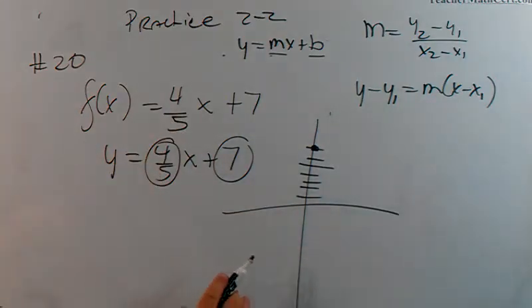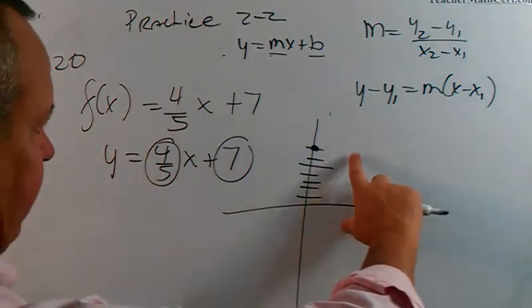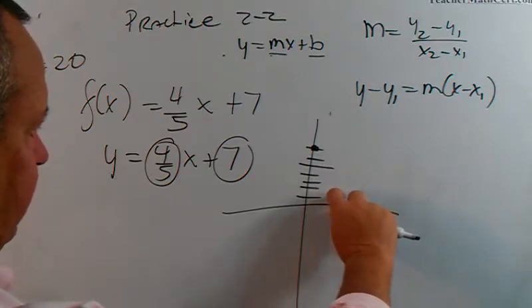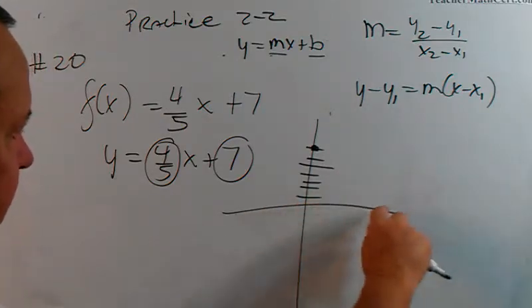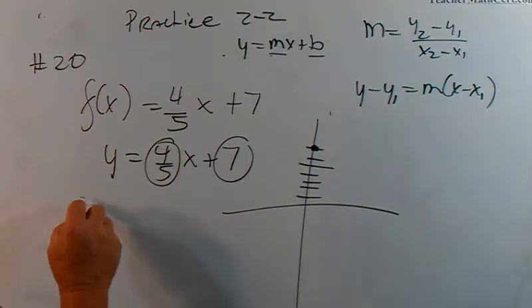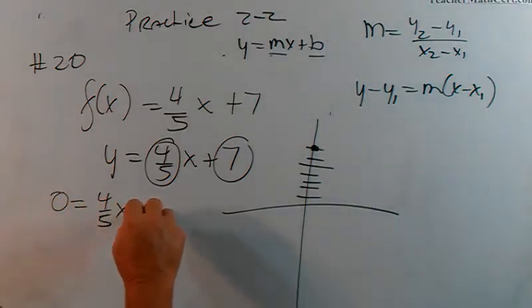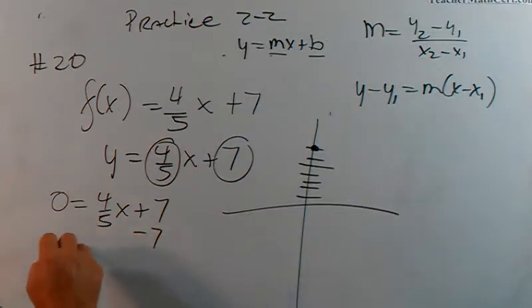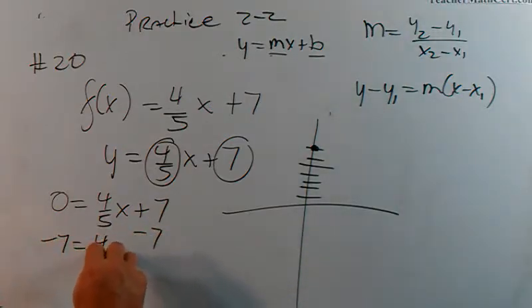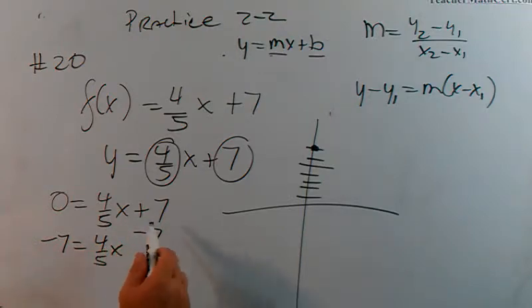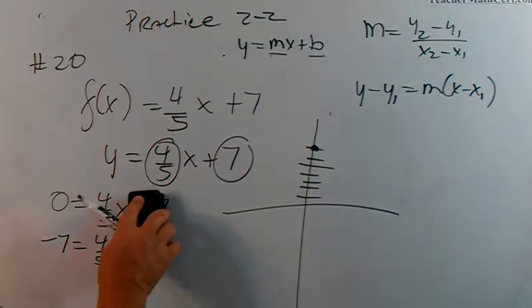Like I said before, now they want to know where the x-intercept is. So how do we find that? Well, we reduce y down so that it's 0. That's going to give us where it is along the x-axis. So we're going to set y equals 0 is equal to 4/5 x plus 7. Subtract 7 from both sides. Negative 7 is equal to 4/5 x. And this goes to 0.